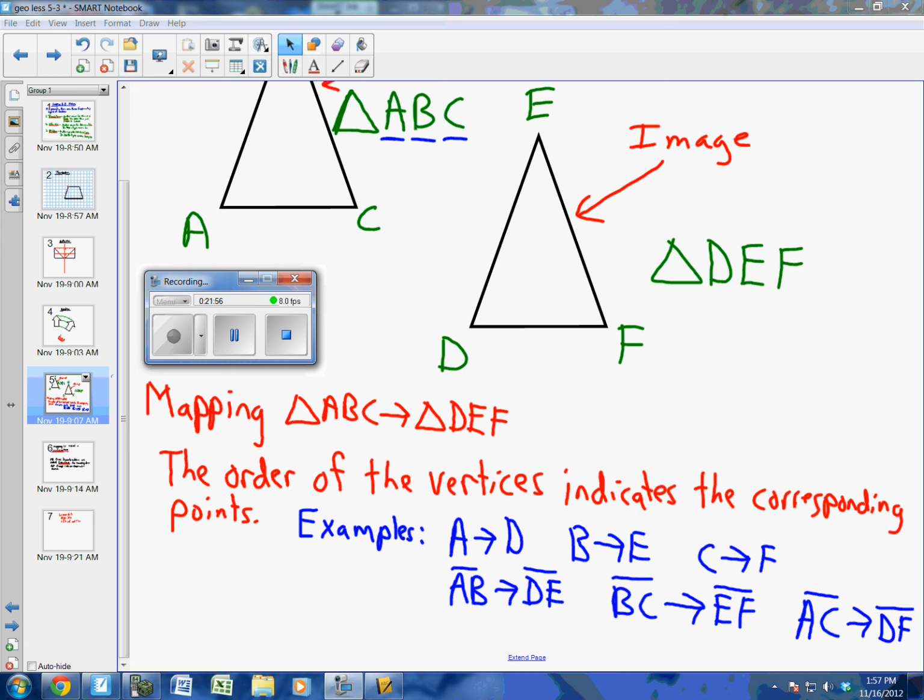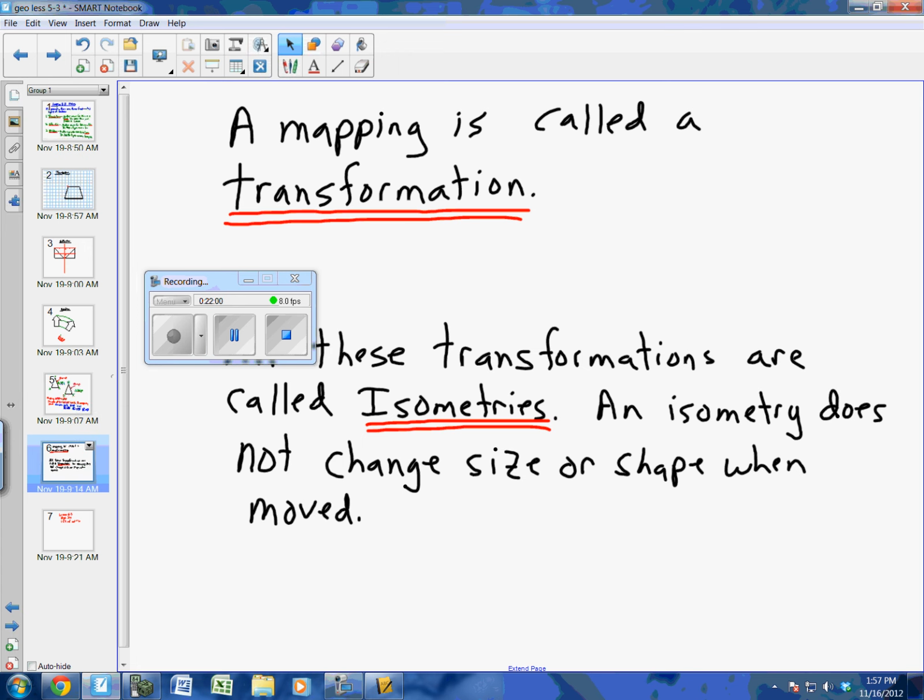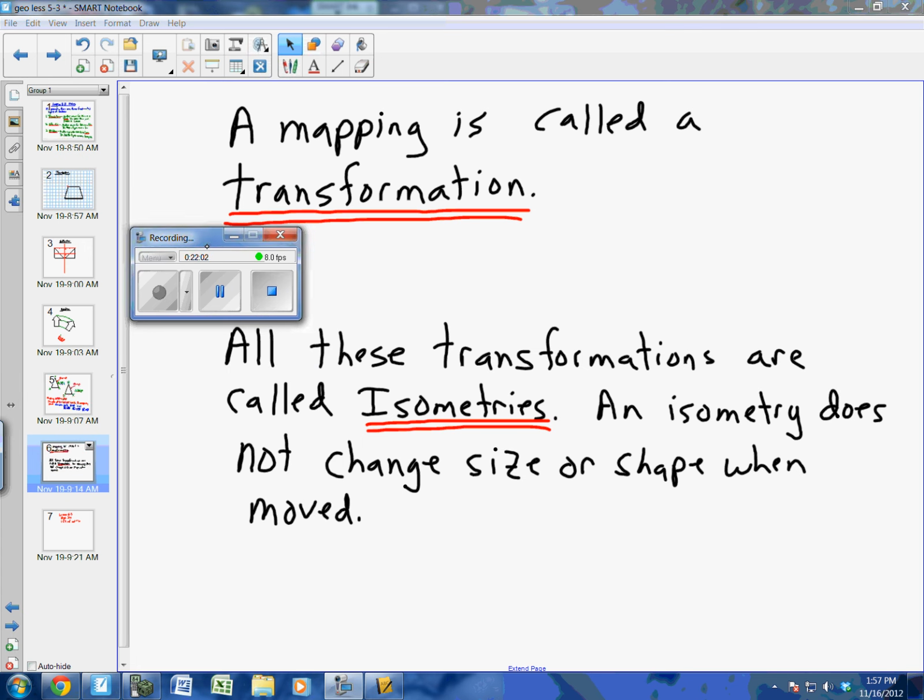Okay, so we did that mapping right there. Now, a mapping is called a transformation. Write that down. You need to know that word, transformation. All of these transformations are called isometries. What is an isometry again? Does anybody know? It says right here, I wrote it for you. An isometry does not change size or shape when moved.